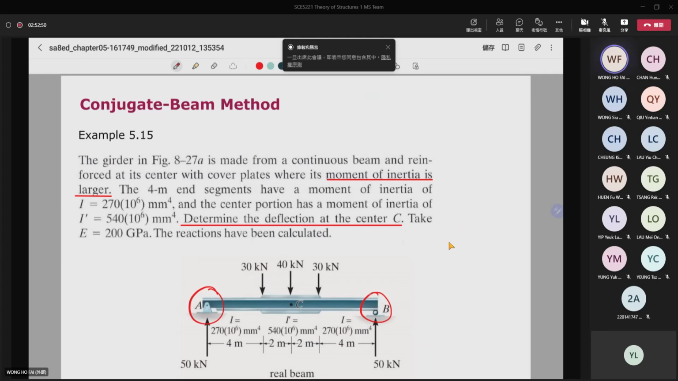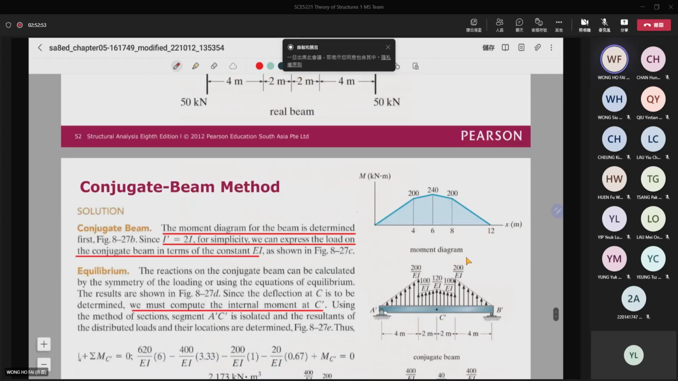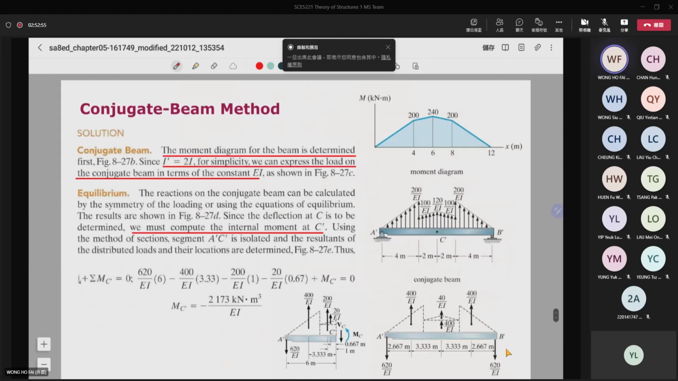So here, first of all, you need to find the conjugate beam. As the real beam is a simply supported beam, your conjugate beam is also a simply supported beam. So this is your bending moment diagram, 200, 240, and 200 here. As you know, your conjugate beam will be M over EI. So you just use the M and then over EI here.